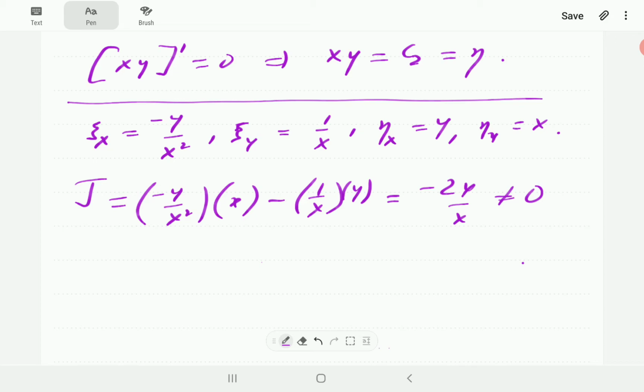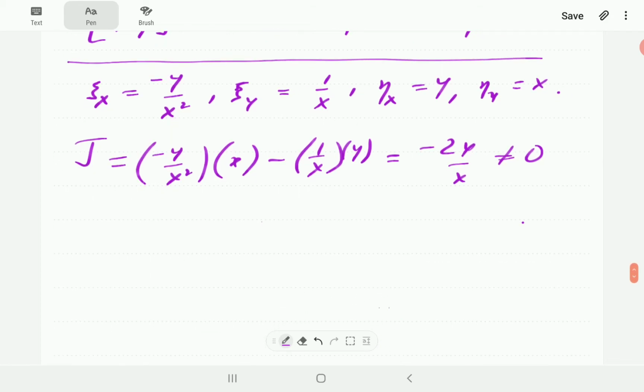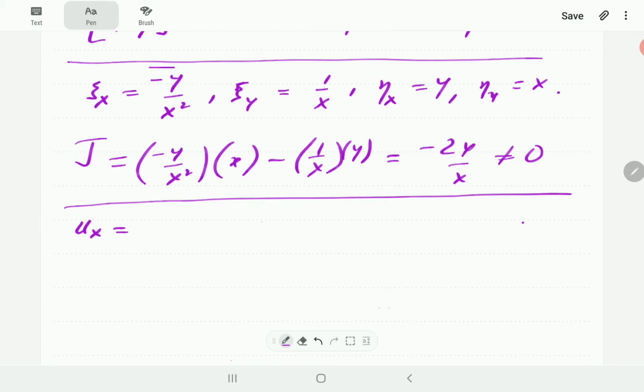Okay, we can now start working out the partial derivative of u. So ux is going to be this term times u xi. So minus y over x squared u xi. Then plus is going to be this term times u eta.